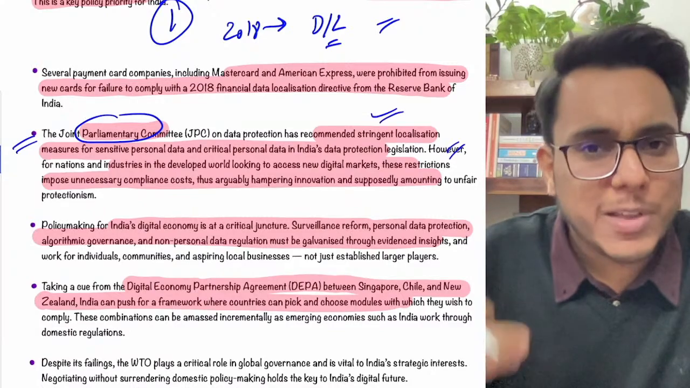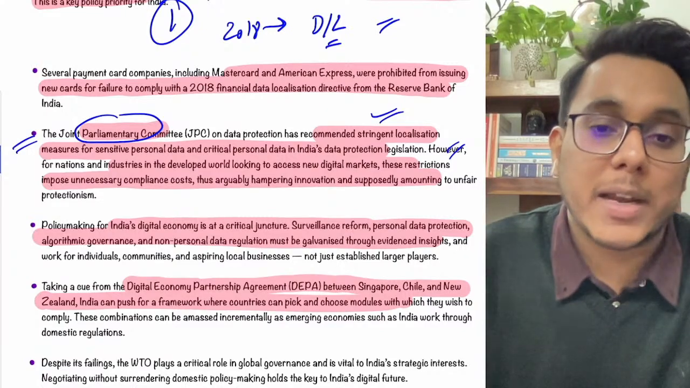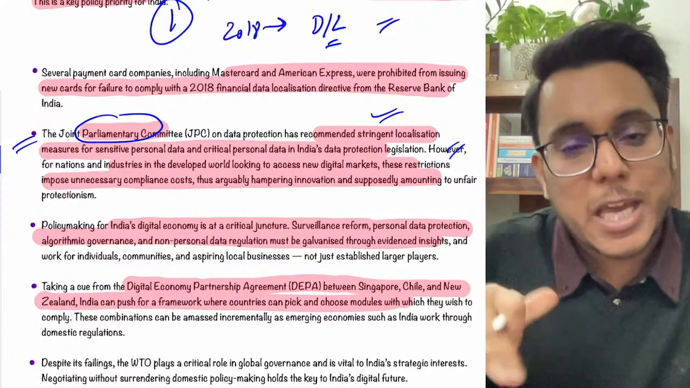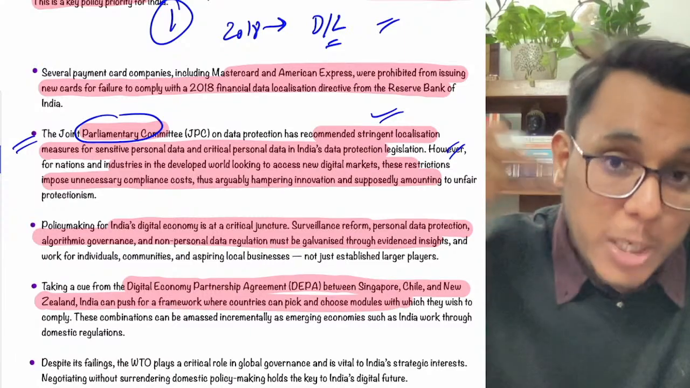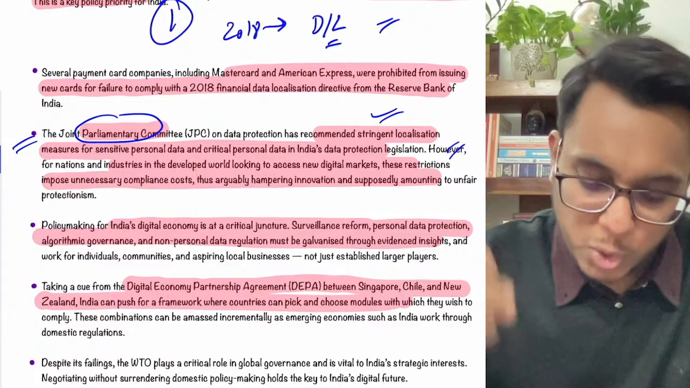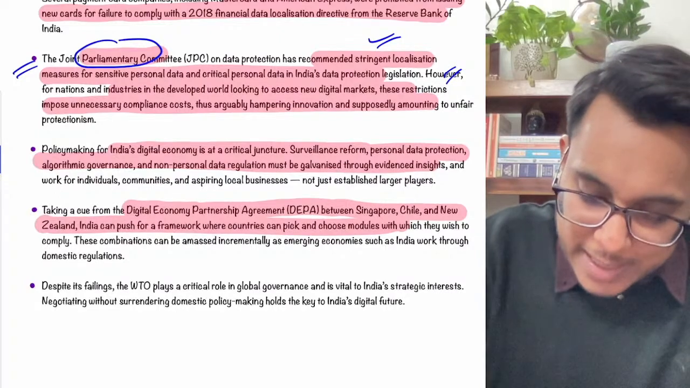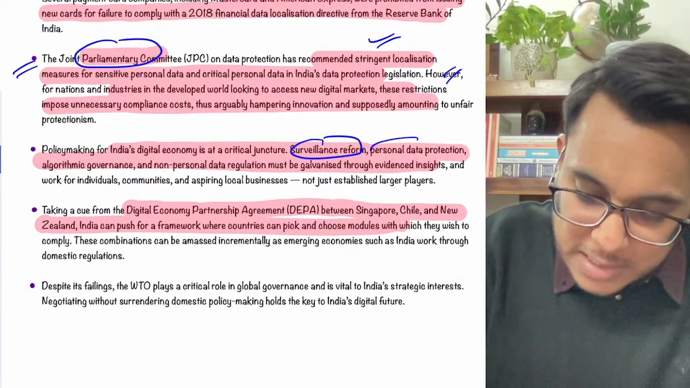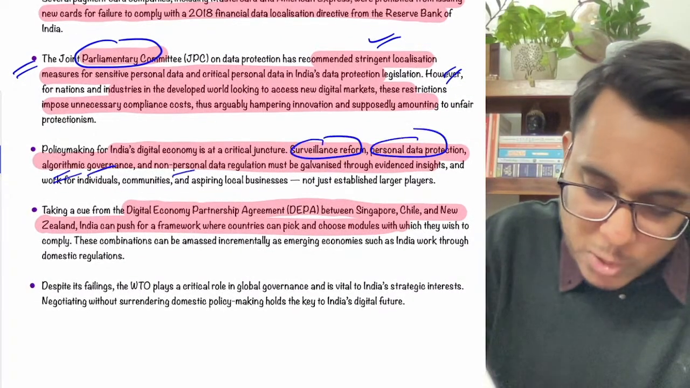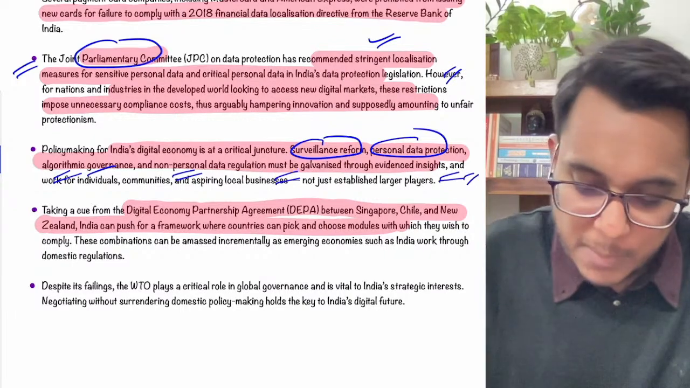Moreover guys, now with the coming of new IT rules, we are also working very rigorously on privacy. So there might be some new obligations coming onto the software companies. After that, guys, it has been said that there is surveillance reform, personal data protection, algorithmic governance, and non-personal data regulations that we are talking about, and more conditionalities will be imposed.